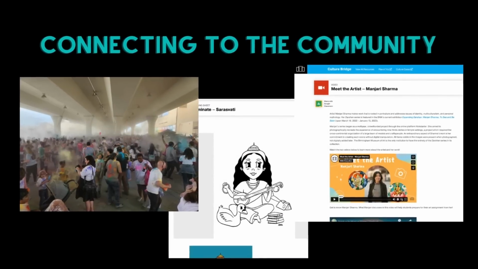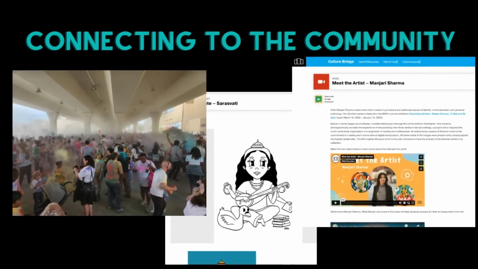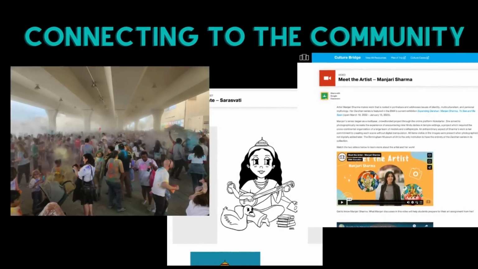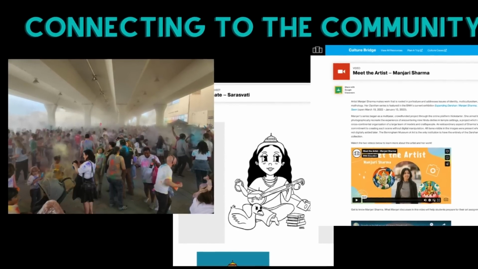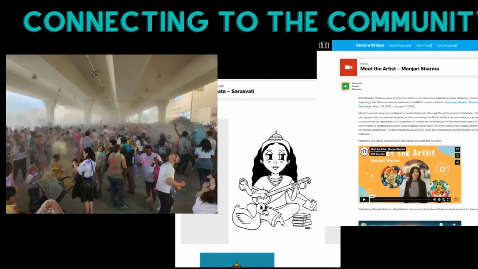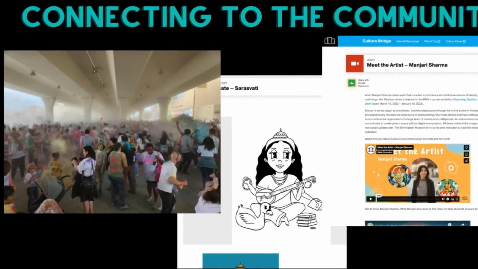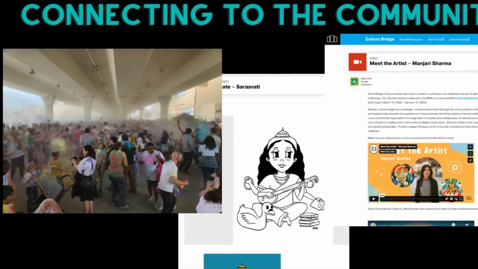Connecting to the community. The Learning and Engagement team is tasked with brainstorming all the ways the exhibition can relate and connect to the community. This includes public programs like lectures, family festivals, related art activities in our kids' spaces, lesson plans for schools, and more.